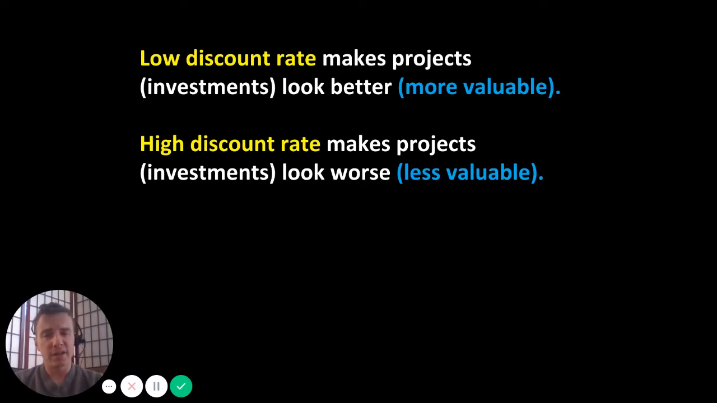A really high discount rate tends to make projects look less valuable or worse. And that's because whatever project profits come from them out into the future, we're going to weight less strongly. We're going to reduce their value in present value terms.